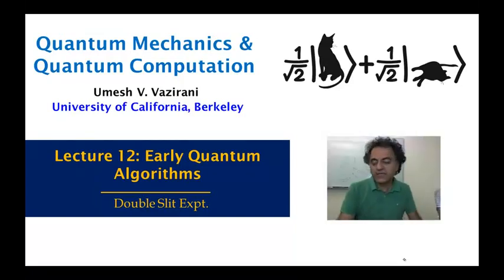Okay, so now let's try to understand Simon's algorithm in a very different way, in a much more physical way. In terms of something we talked about in the very first lecture, which was the double slit experiment.